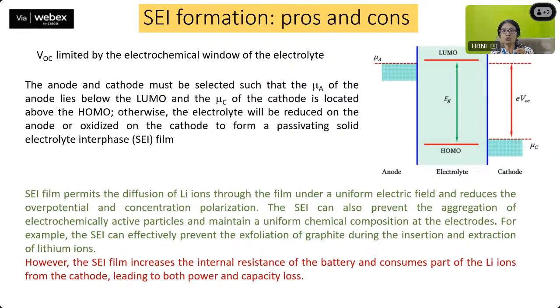So whenever you are choosing the anode and cathode materials, that's why we are saying that in totality we have to see how the voltage is, because all these three things have to work together. Because if they don't, then there is going to be a decomposition reaction.